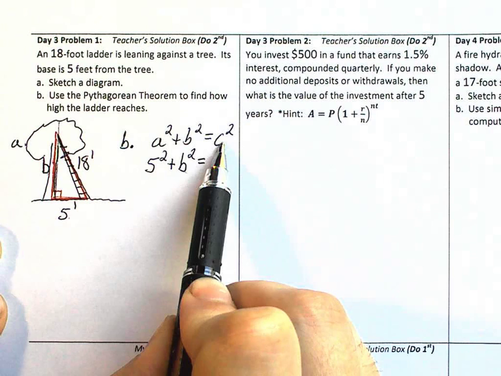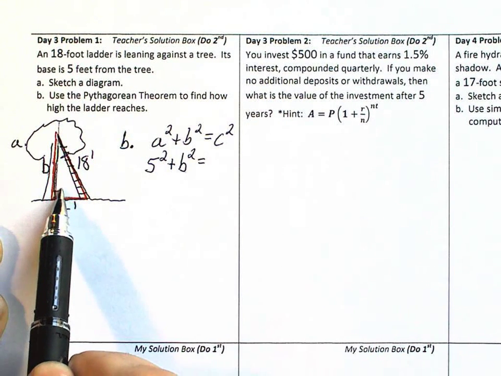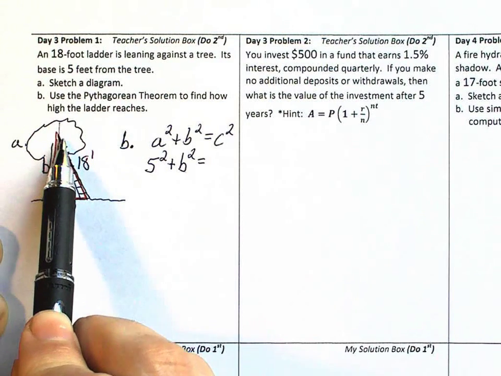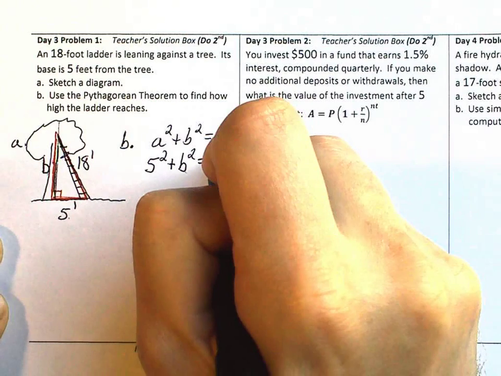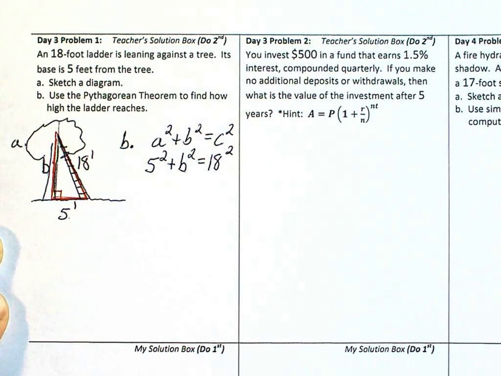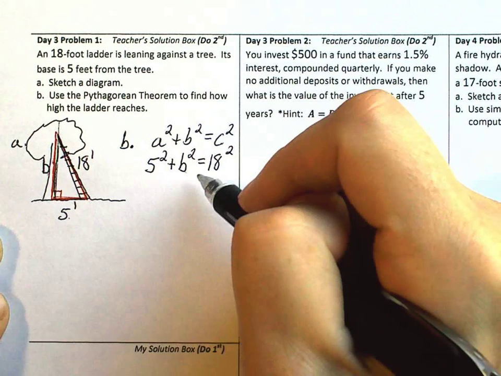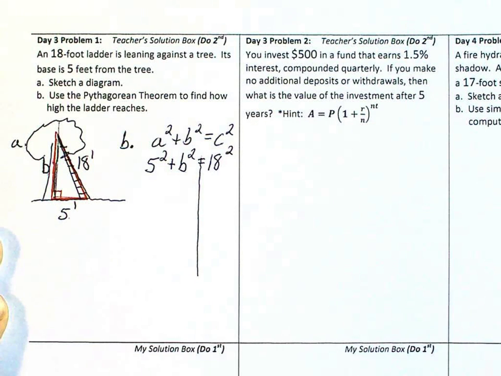Now the symbol C is the hypotenuse of the right triangle, which in our drawing is across from the right angle. It's this diagonal side, the 18. And so the letter C gets filled in with 18. And there is our equation. So I'm going to draw a vertical line downward from the equals just to keep the left side separate from the right side. And we want to work to solve this equation.